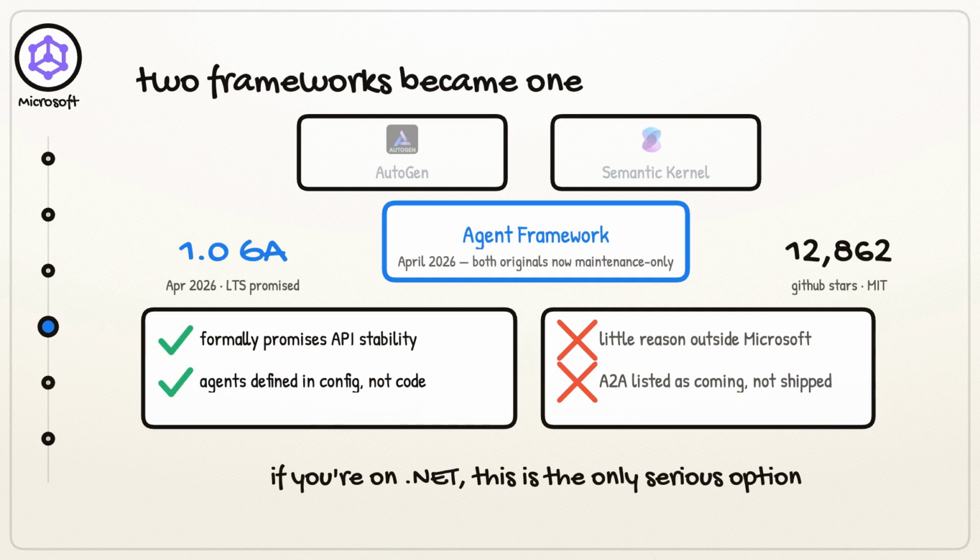The downsides are clear. Outside the Microsoft ecosystem, there is not much reason to pick it. Some parts are still in preview, and agent-to-agent communication was listed as coming rather than shipped. If you are working in .NET, this is your only serious option.